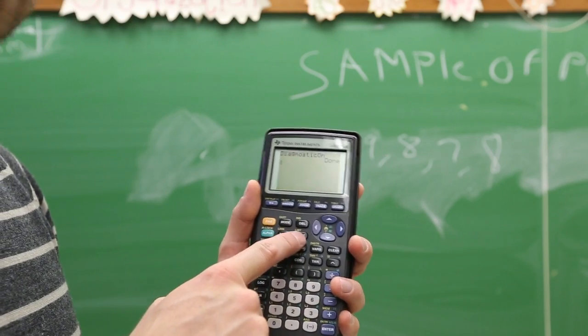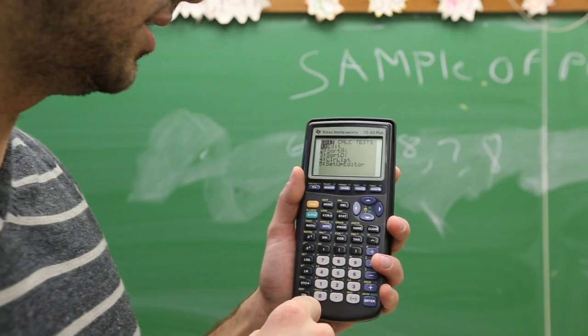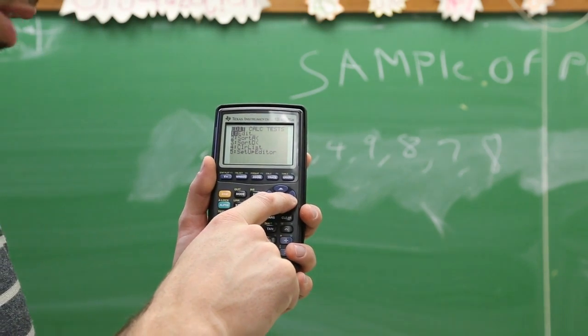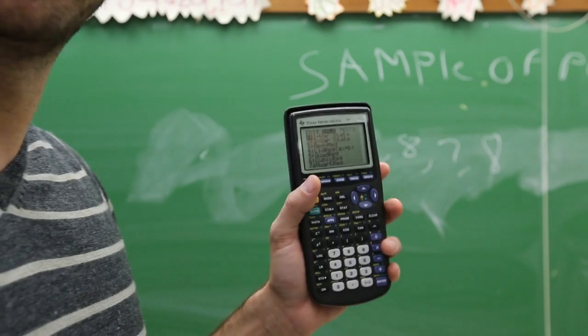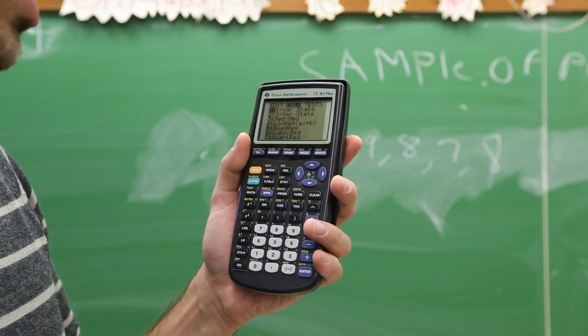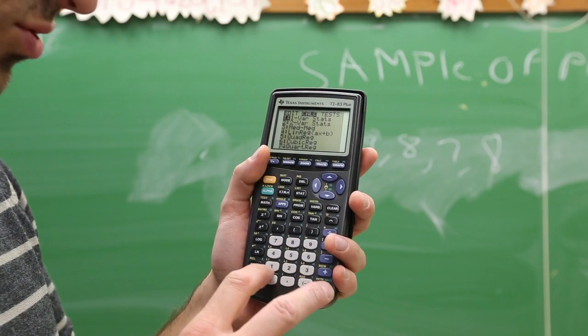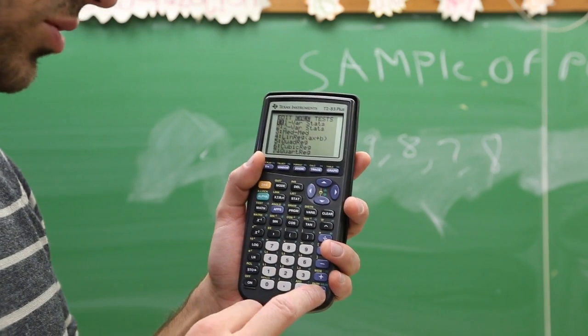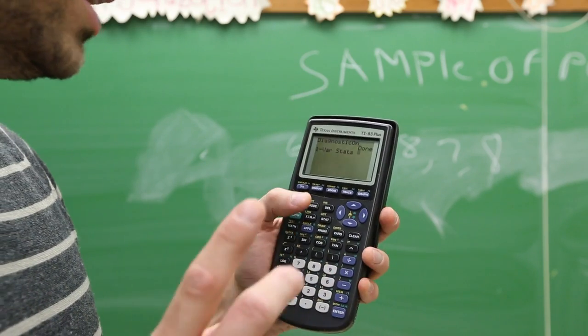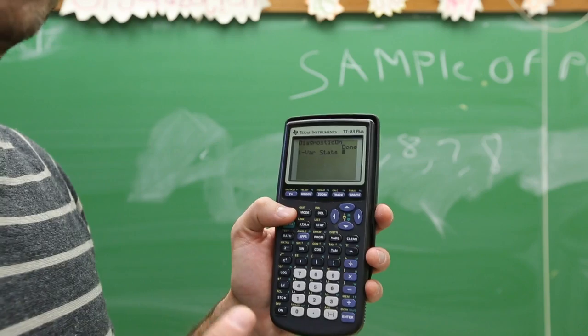Okay, so we want to get the information. So let's press the stat button again. And let's scroll. I think we scroll to the right to the calc tab. And you can see that you have options. You have one var stats, two var stats, etc. We care about one variable statistics. So you can either hit enter or press the number 1. Either way, it'll work. Now, it should say one var stats with a flashing cursor, right?